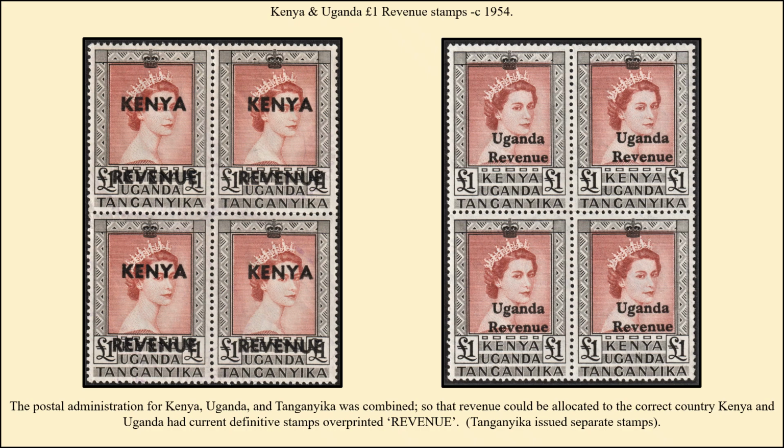Kenya, Uganda, Tanganyika. The postal administration for the three countries was amalgamated under the East African Post and Telecommunications Union, which meant that stamps had to be overprinted revenue so that the monies collected could be allocated to the correct country. Tanganyika took a different course. They issued separate revenue stamps.